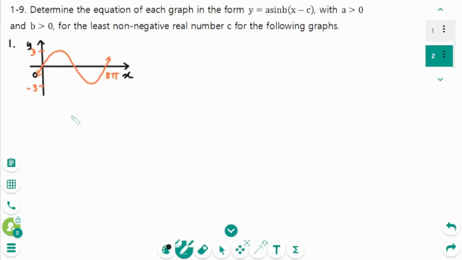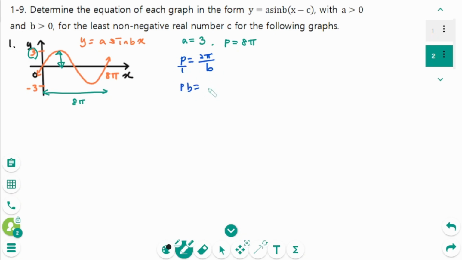Question 1. This is y equals a sine bx form. The amplitude is 3, so a equals 3, and the period is 8 pi. That means p equals 8 pi. The formula is p equals 2 pi over b. I will change the formula a bit, then cross multiply: pb equals 2 pi, then divide by p on each side, then b equals 2 pi over p.